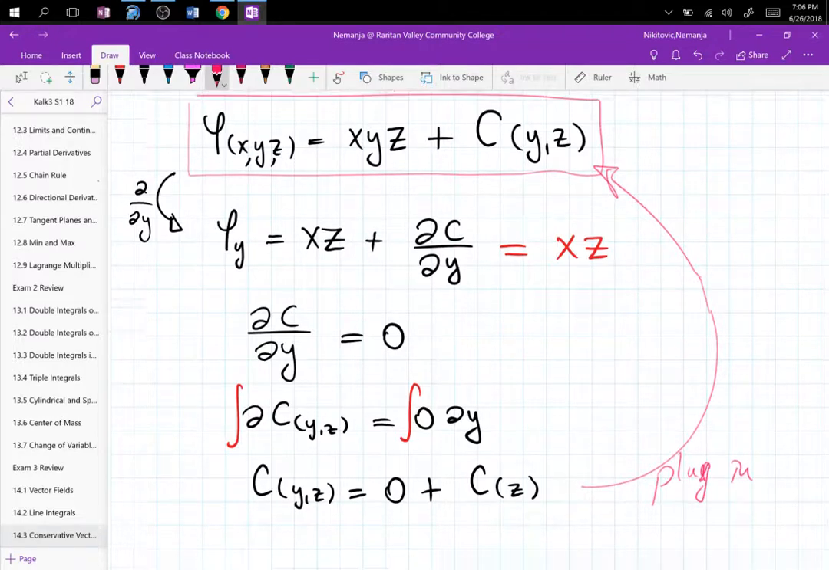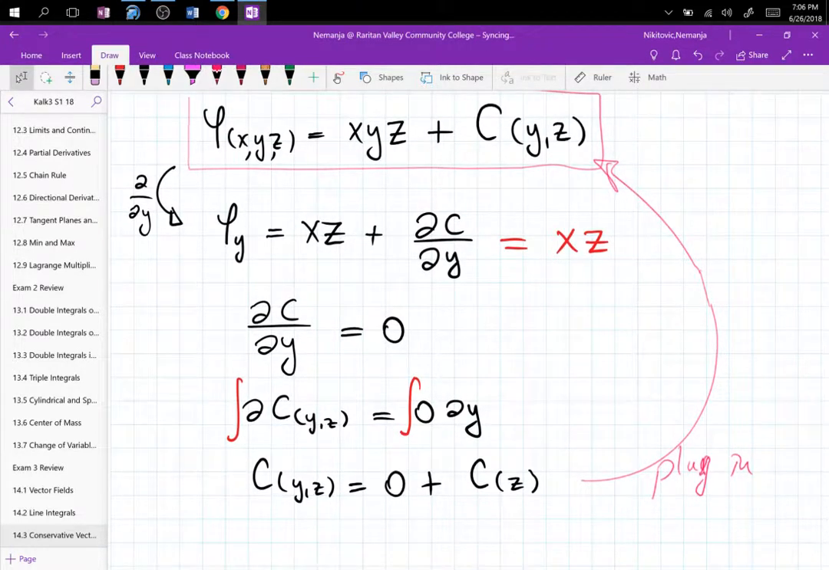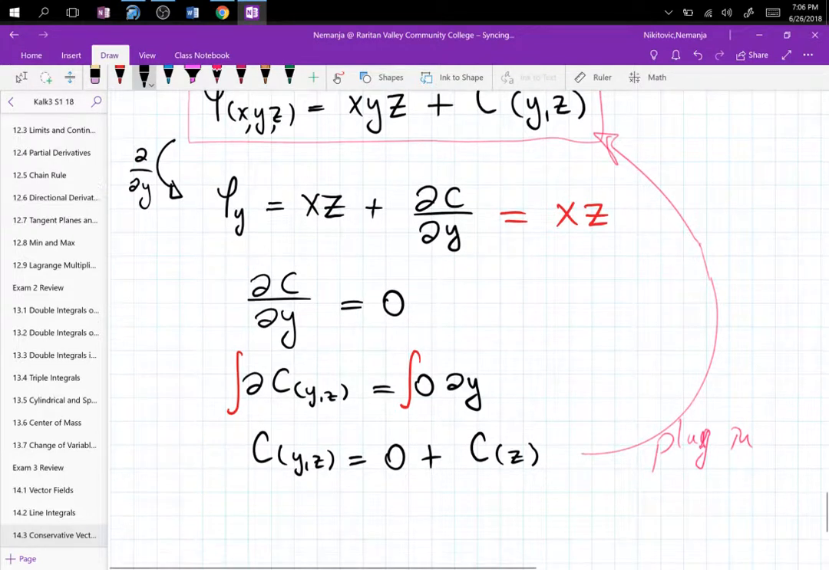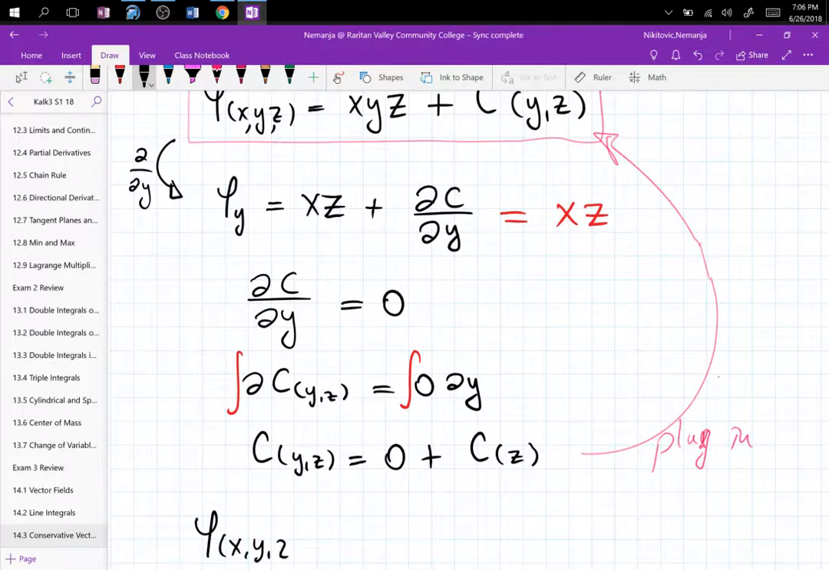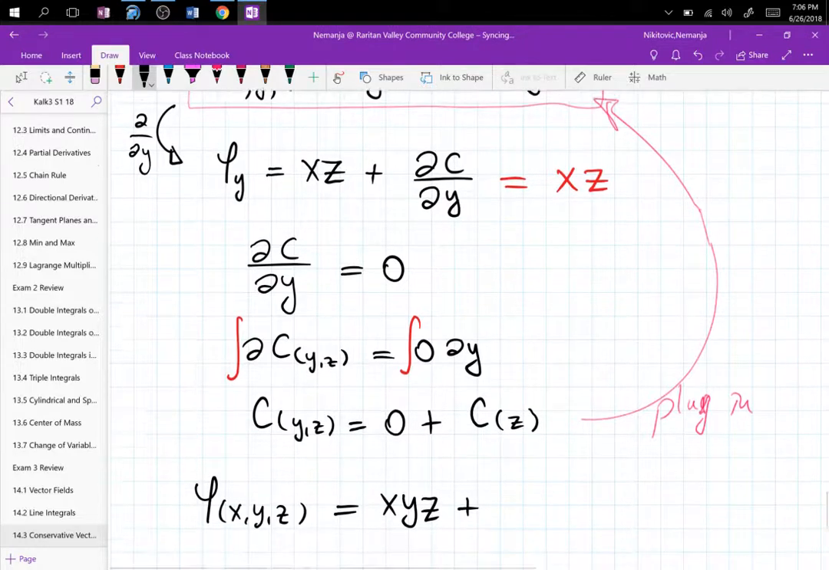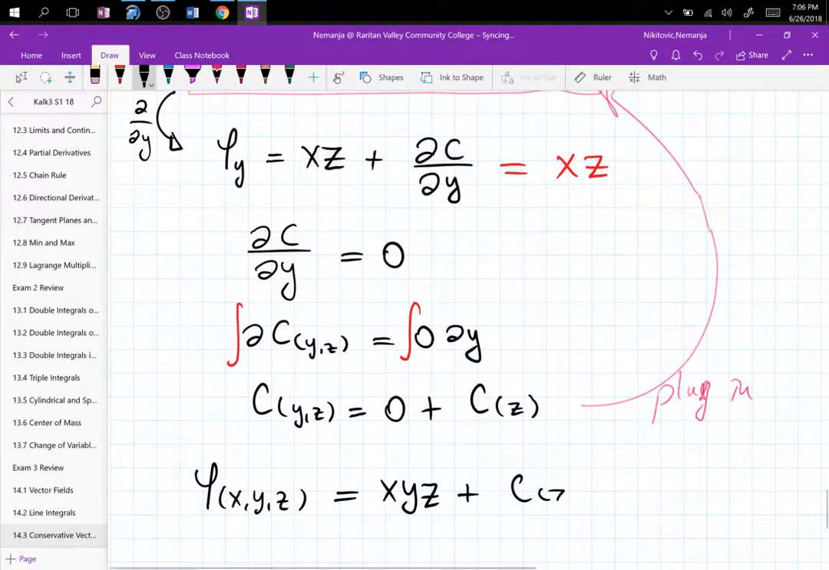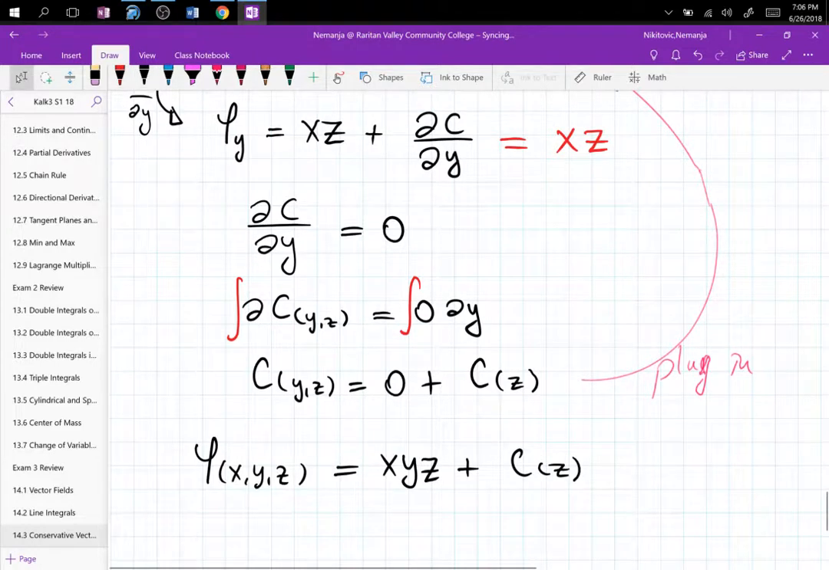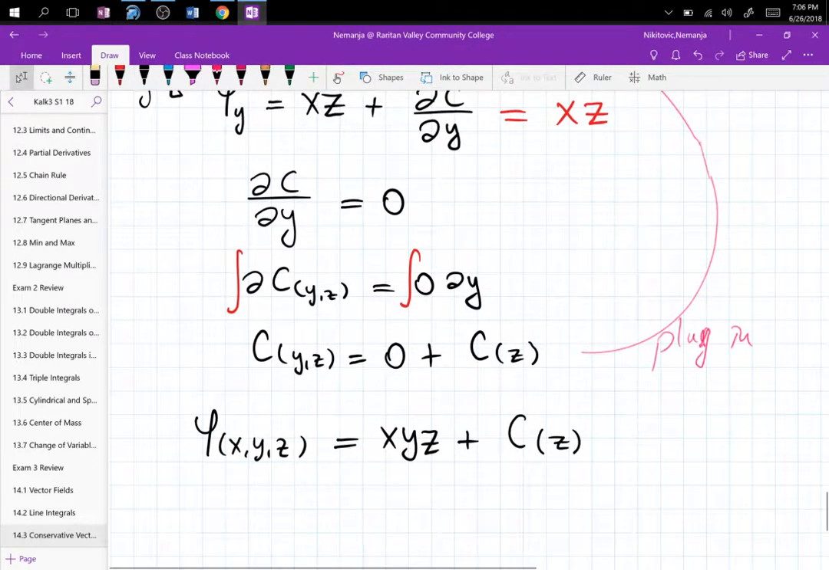So you plug in. The new and improved solution is phi of x, y, z equals xyz plus, and instead of c of y and z, I just have c of z now. It's much more fun in differential equations, but it's okay.